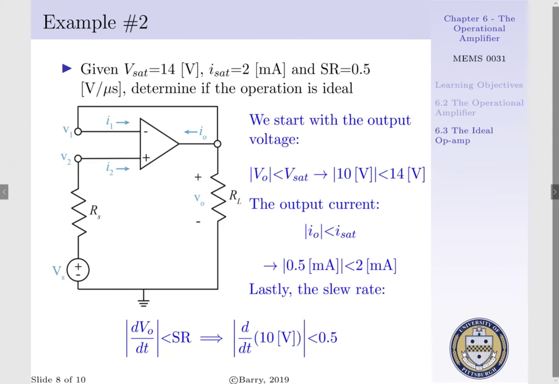Last but not least, we want to make sure the absolute value of the time rate of change of our output voltage is less than our slew rate. The time rate of change of 10 volts is going to be 0, and this is obviously less than a half, such that our third requirement is met. Therefore, our operational amplifier can be treated ideally.